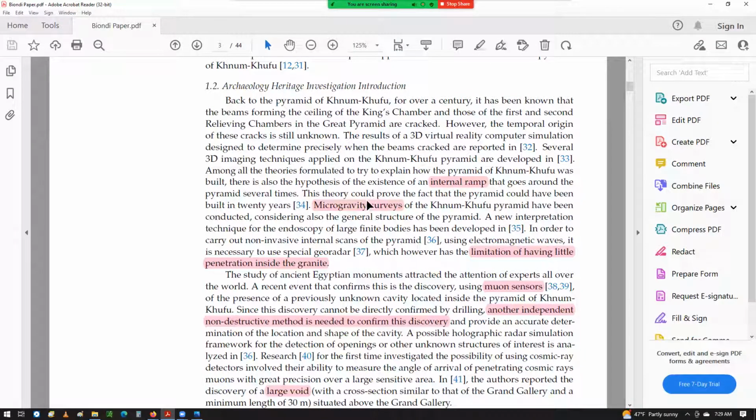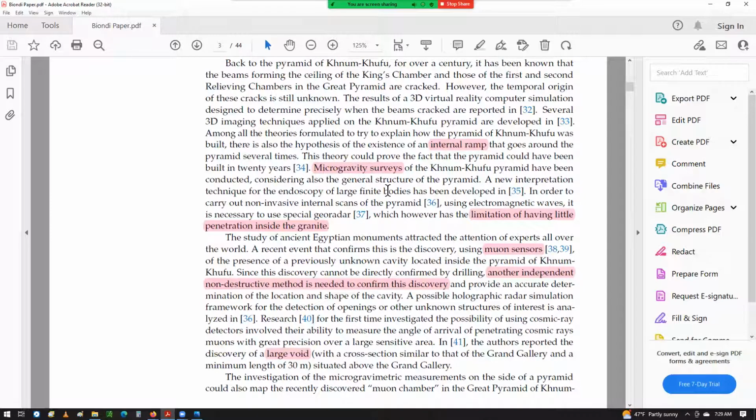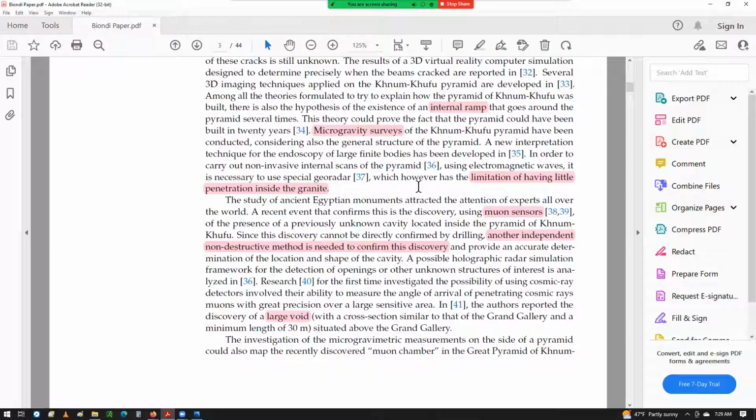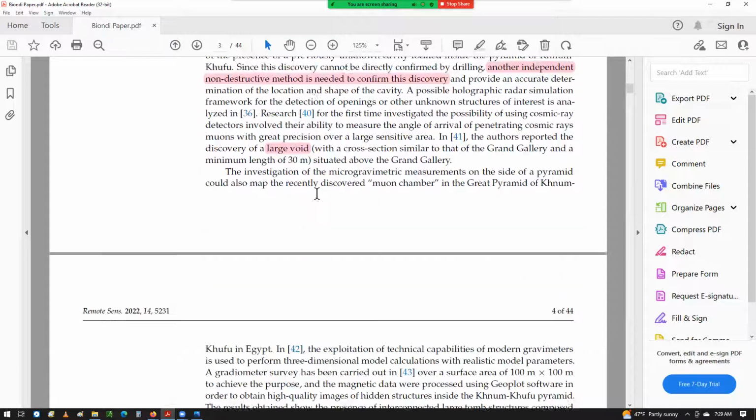Here's a brief review of what's been done before in order to visualize the interior architecture. Here's, for example, Houdin's theory that there's an internal ramp, and microgravimetry studies they're citing. So they're basically doing the homework and saying, we've looked at all the previous studies that tried to investigate the interior architecture. We've done our homework and we're now making a contribution. And so the particular contribution, here's the key sentence: another independent non-destructive method is needed to confirm this discovery. And by this discovery, they're talking about the muon project. They're mentioning the large void that was detected.